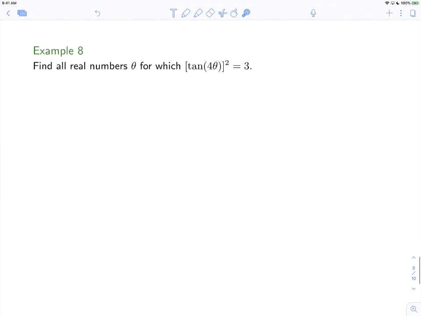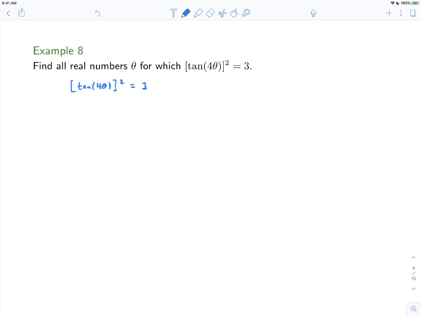Let's do one more example. Find all real numbers theta for which tangent of 4 theta quantity squared equals 3. We start with the equation tangent of 4 theta quantity squared equals 3. And then we compute the square root of both sides.